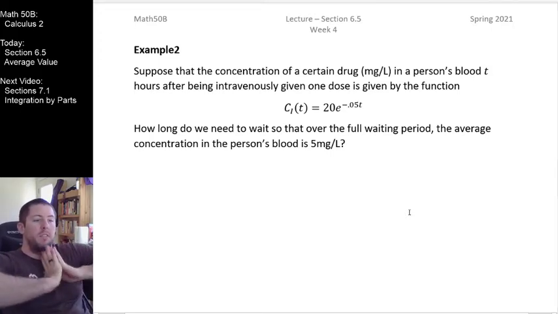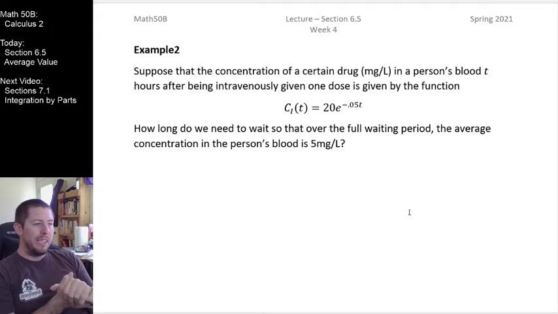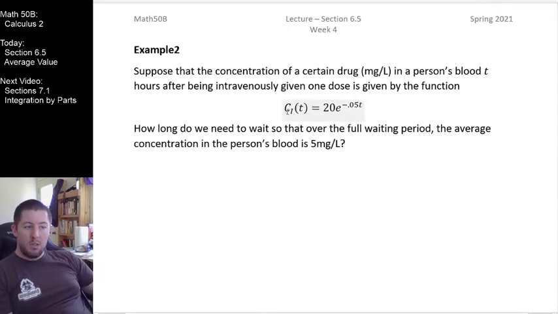Suppose the concentration of a certain drug in milligrams per liter in a person's blood T hours after being given one intravenous dose is given by this function right here. So this is our concentration, our C, associated with the intravenous use of this drug. That means we're using a needle to inject it directly into our bloodstream, and we want to see what our concentration is going to be T hours after being given that one dose.